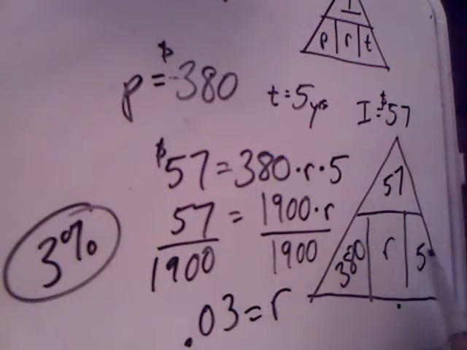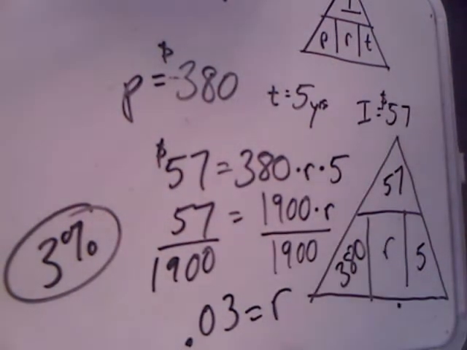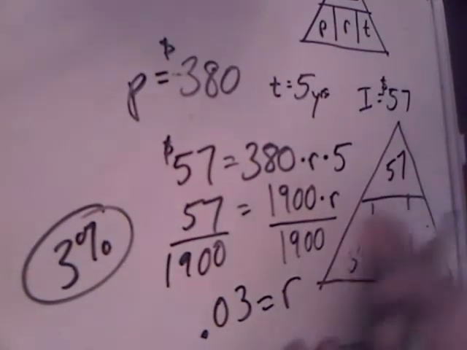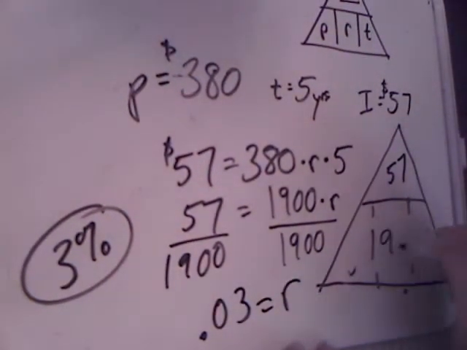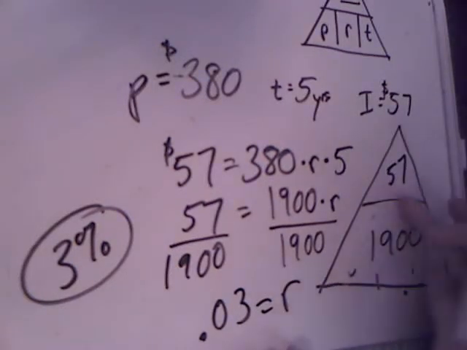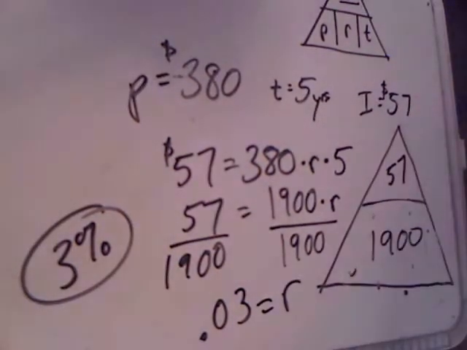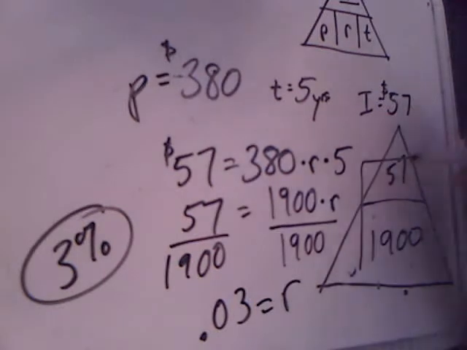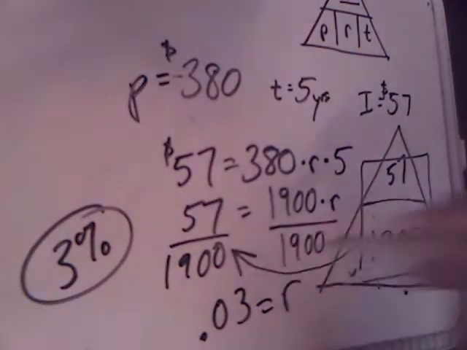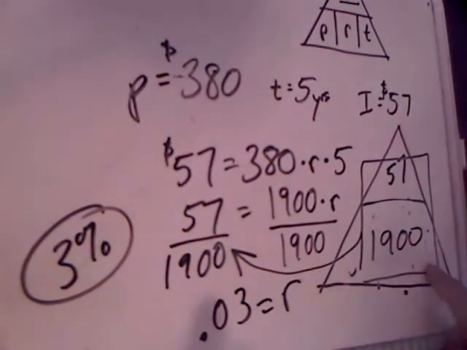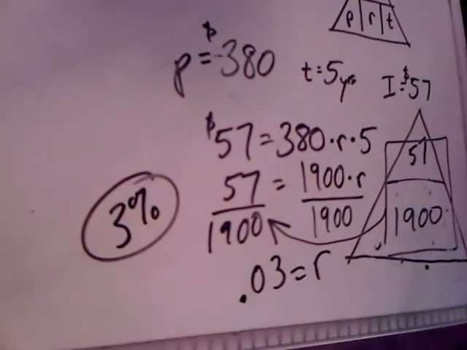You multiply everything on the bottom possible, because they're all on the same level, so 380 times 5 is going to be 1900, just like we figured out before. And then, if you watch what happens here, you have 1900 under the 57. This is the fraction that we created over here. And however you choose to do this, you're still going to get 0.03 or 3% for your rate.